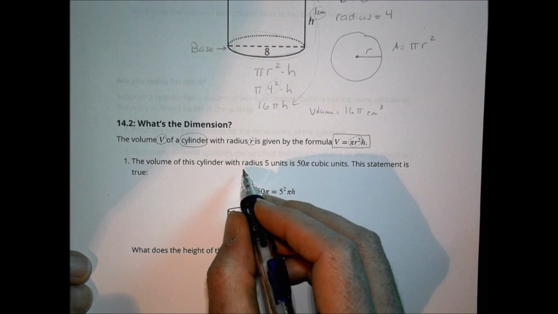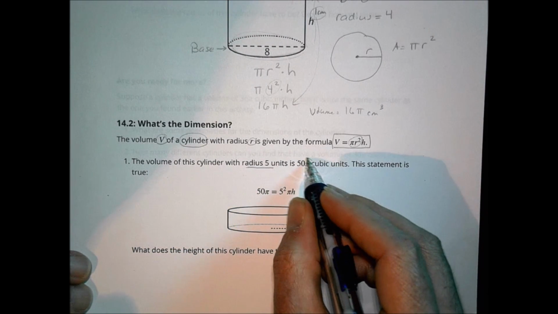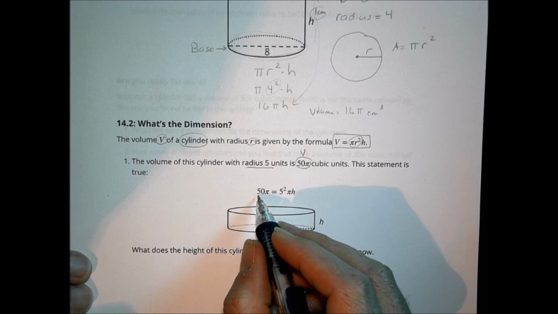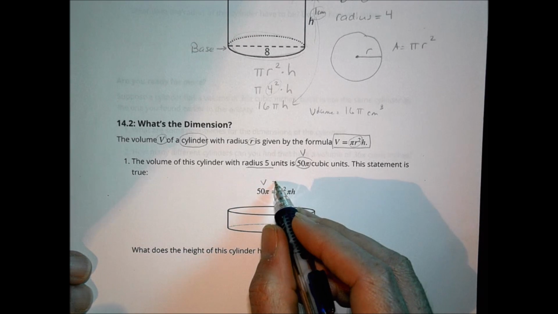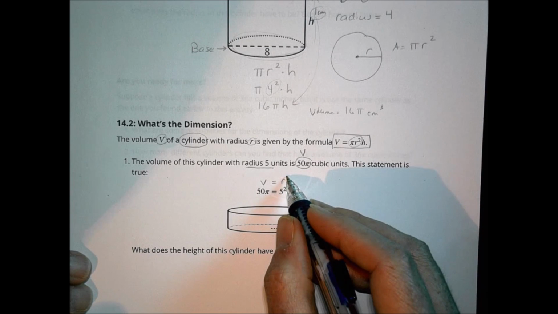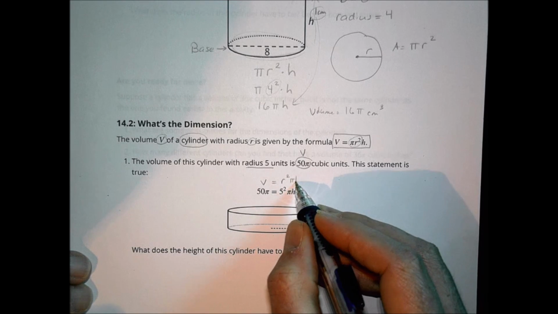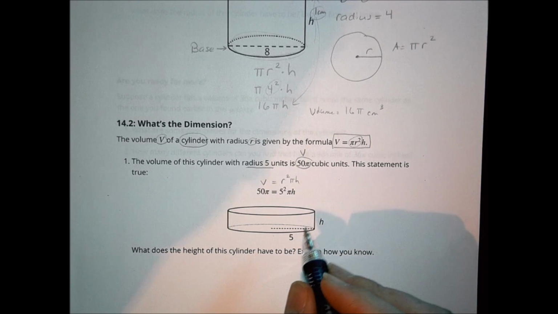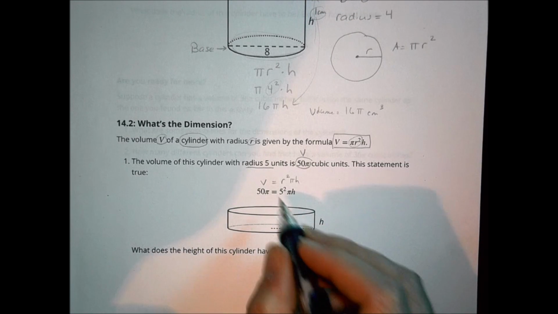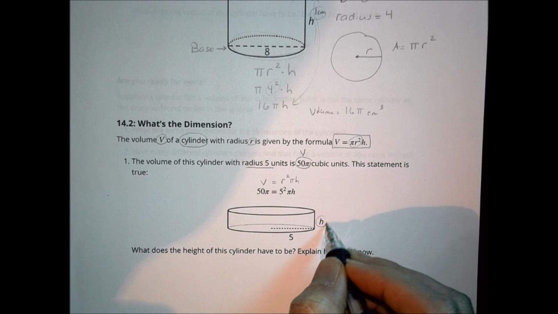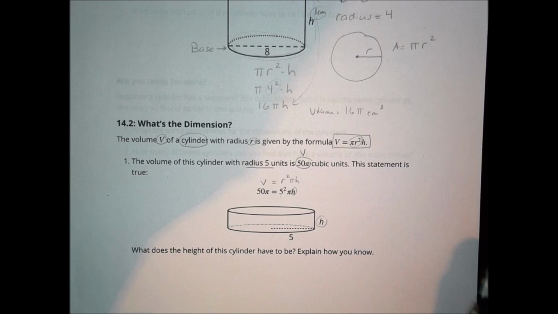The volume of the cylinder with radius 5 units is 50 pi. This statement is true: 50 pi, which is the volume, equals 5 squared pi h. So this is the radius squared, and that's the pi, and that's the h. What does the height of the cylinder have to be, and explain how you know? They're giving us the radius, which is 5, and we're going to square it. That's our pi, and then we also have this unknown value of h. That's the missing piece.